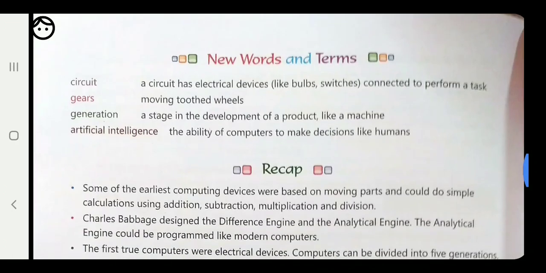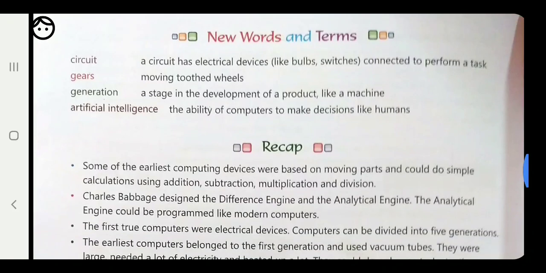So students, here we completed our lesson 1 with the fifth generation of computer. Our lesson 1 is history of computer. The next class is the last class of this month, April 30. On that day, I am going to give you some assignments for your summer vacation, and I will also recall the whole first chapter once again.